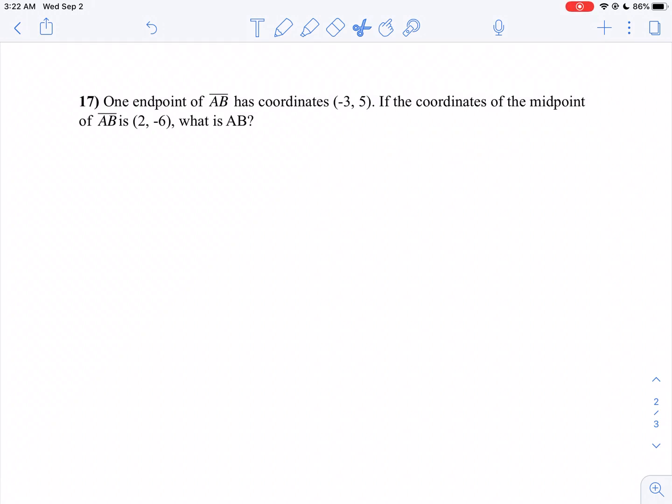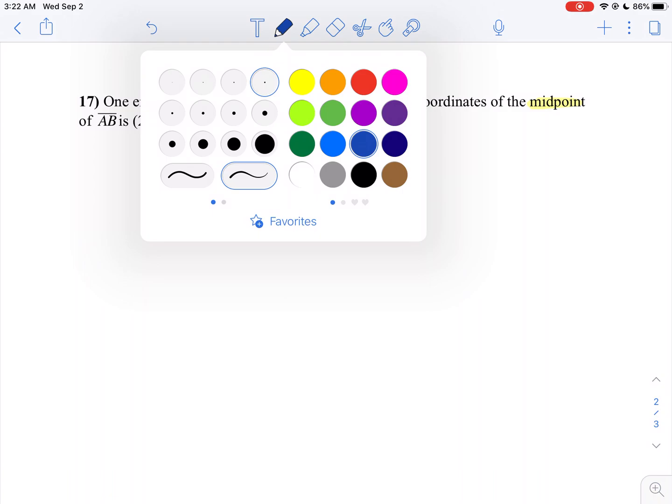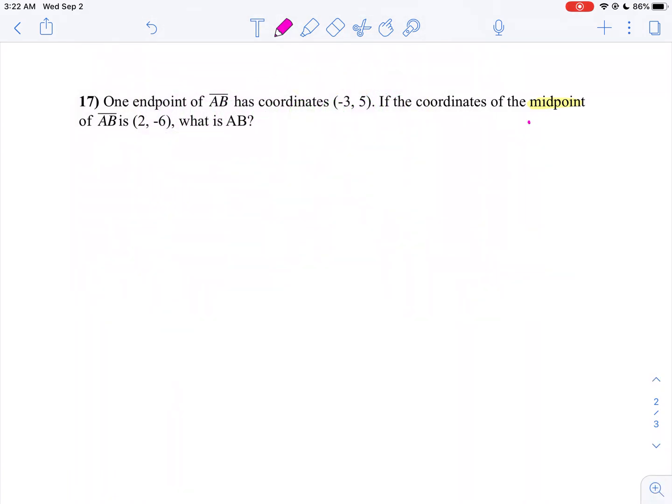On problem 17, we're told one endpoint of a segment, and we're told the midpoint of that segment. And we want to find the length of that segment. Well, I think what we'll do here is look at this segment geometrically. So I'm going to estimate my points.